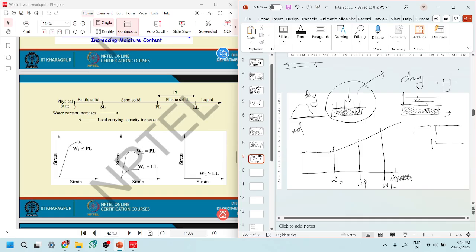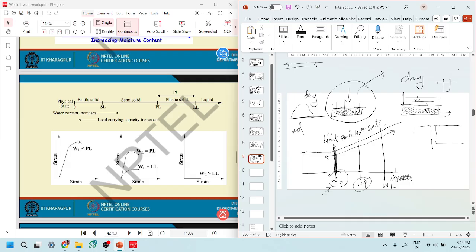So what this indicates is the shrinkage limit. We can say that this is the minimum water content for saturation. This is the minimum water content. Soil at this point and after is completely saturated, and below this, soil is not saturated. So we can say that this is the water content at which the soil is saturated, and over and above that, soil is obviously saturated.